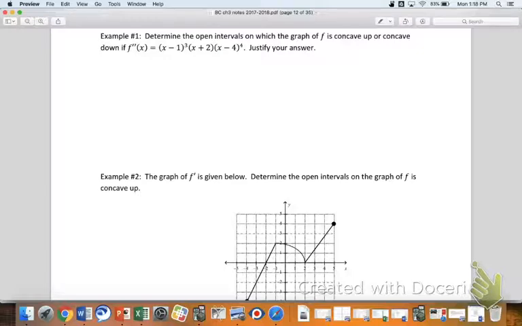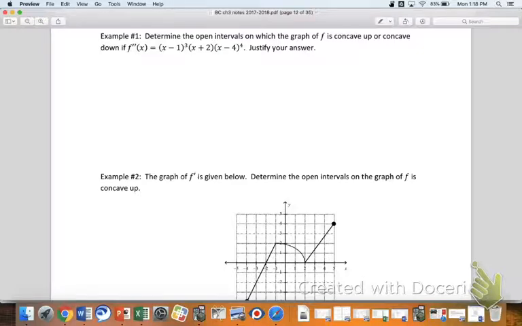It says, determine the open intervals on which the graph of f is concave up or down. Hey, listen up. This is where it can get tricky for people, because I'm asking you about f, but the only thing I gave you was f double prime. So this is where you need to make those connections and realize what you need to do with the stuff I've supplied you with instead of just doing something automatically.